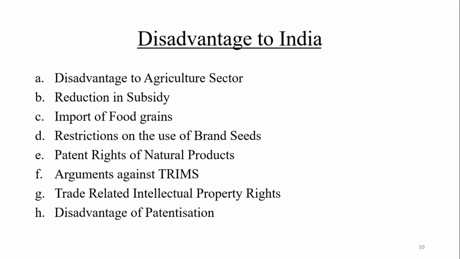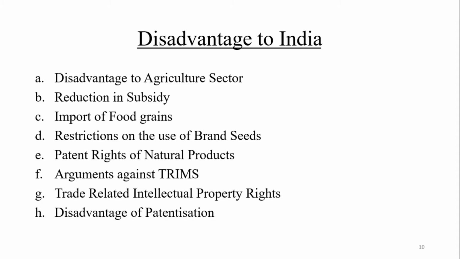Second is reduction in subsidy. Critics are of the opinion that after concluding GATT or WTO agreement, subsidy to agricultural sector will be slashed. It will adversely affect the poor farmers. Third, import of food grains. It is apprehended that by entering into GATT or WTO agreement, surplus food grain of developed countries will be imported on a large scale. It will adversely affect country's balance of payments.